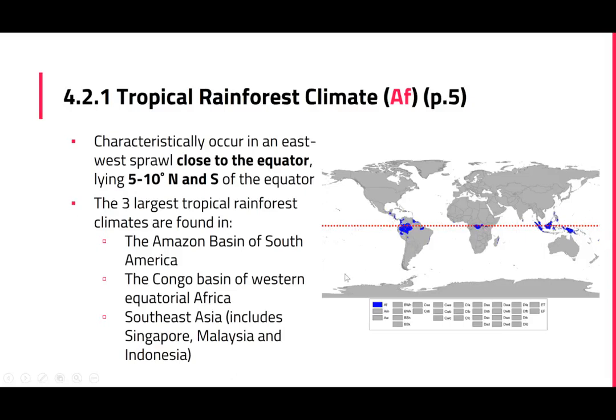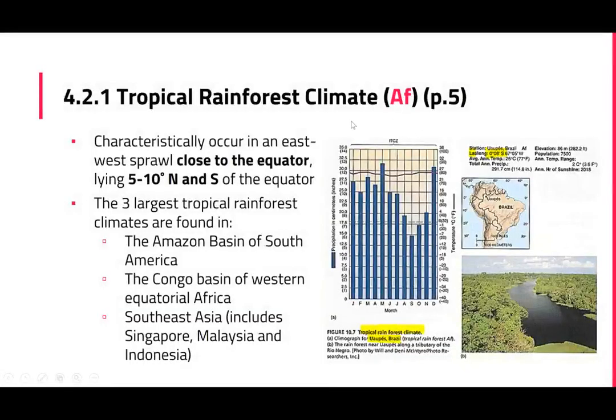You also realize the name tropical rainforest. So here is where we have the rainforest. As we have learned in the deforestation lectures, there are three main areas where rainforests are found, which is the Amazon basin, the Congo basin, and Southeast Asia. These areas are also where the AF or tropical forest climate is found.